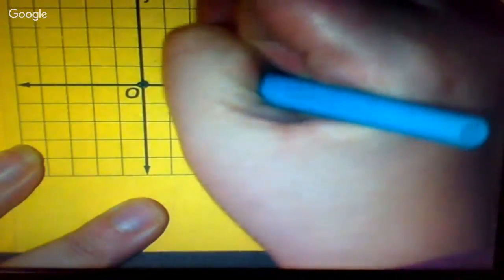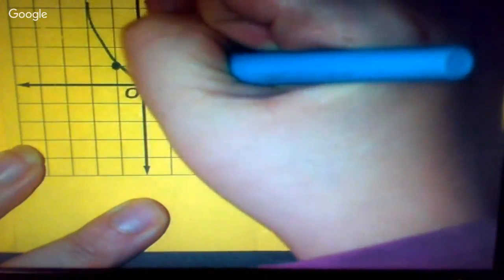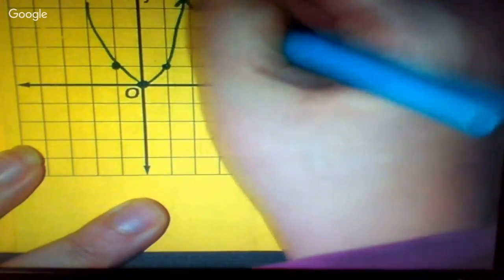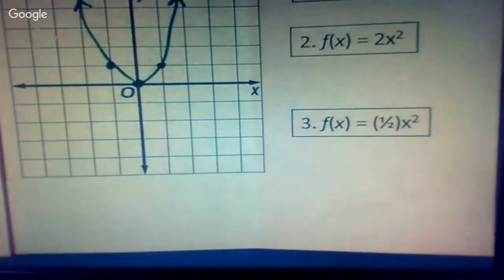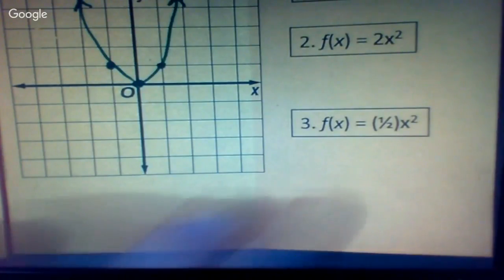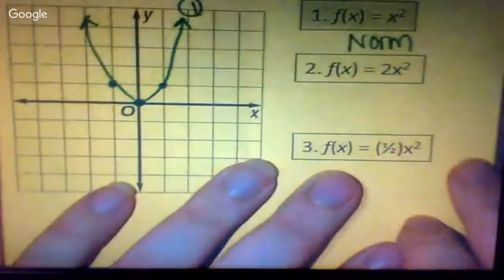Again, you've got this at the origin and your regular norm. Your parent graph always starts at the origin, and you've got one dot to the right and up, and one dot to the left and up in one space. Okay, so this is norm. Graph number 1 is norm.